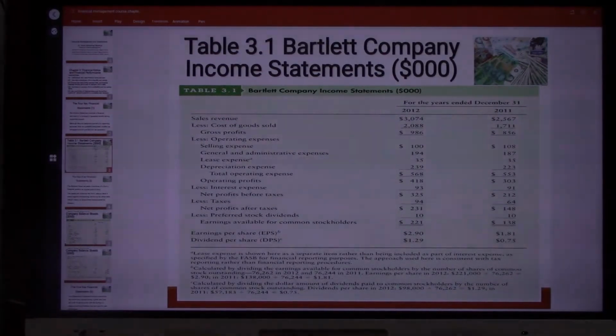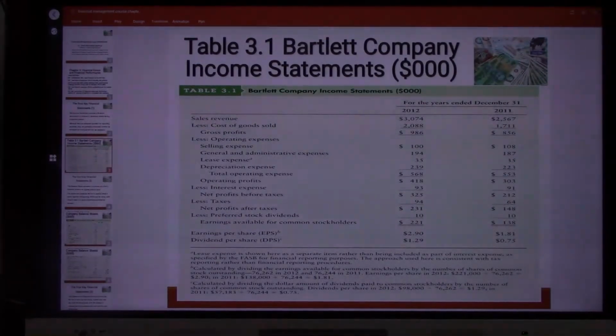From this earnings before interest and taxes, we must subtract the interest expense. This leads to net profit before taxes. Then we subtract the firm's taxes. This will give us what we call net profits after taxes. Sometimes we refer to net profits after taxes as net income.